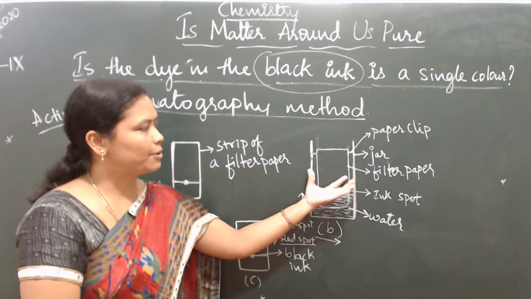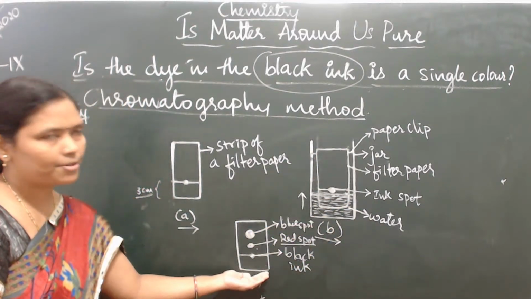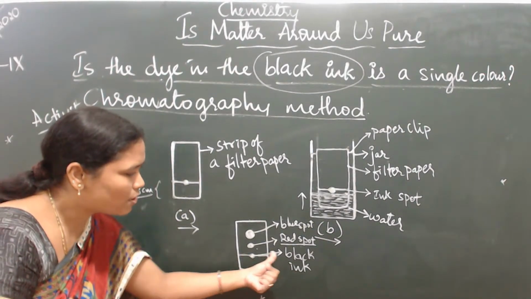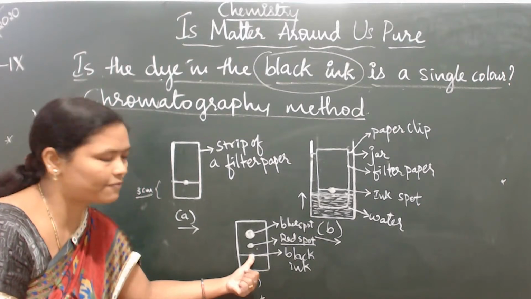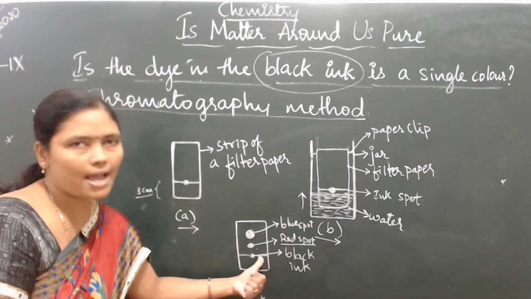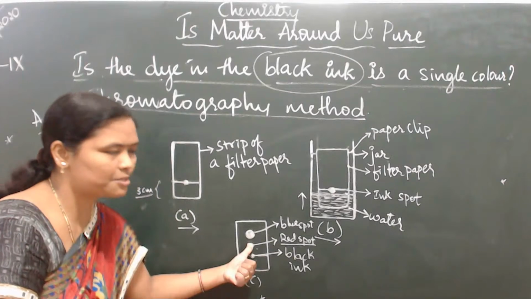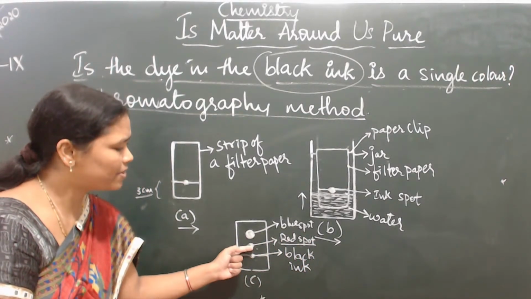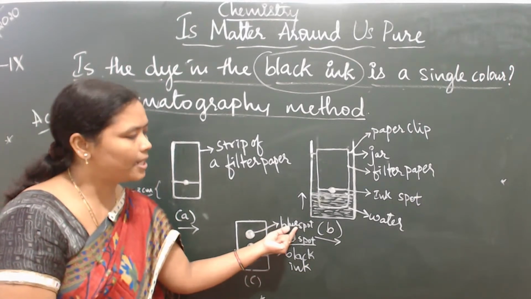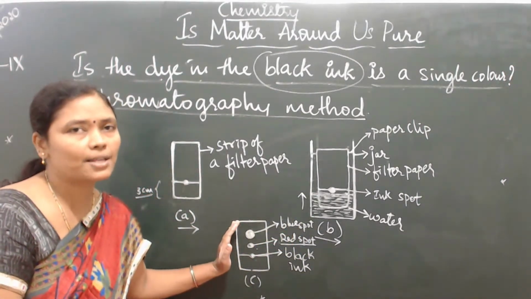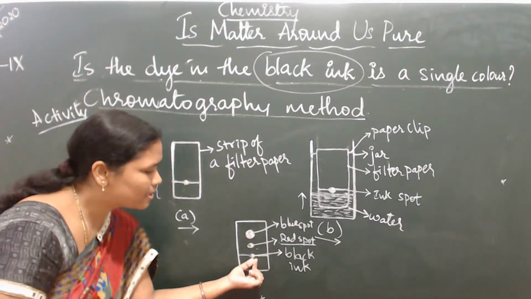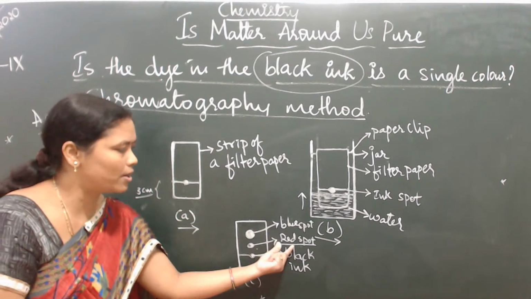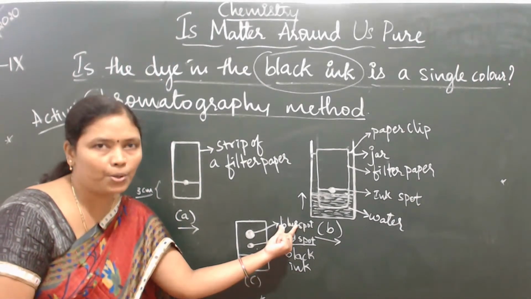After removing the filter paper from the jar, we keep it for drying, and here we can see the ink drop, that is the black ink. This first spot is black ink, the second spot is a red spot, and the third one, which is above the red spot, is a blue spot. So by this we came to know that this black ink is made up of another two components, called red and blue.